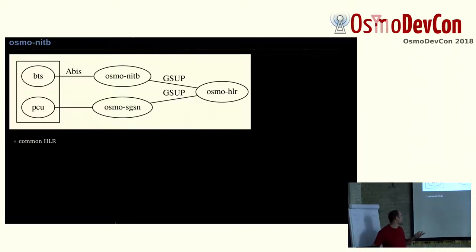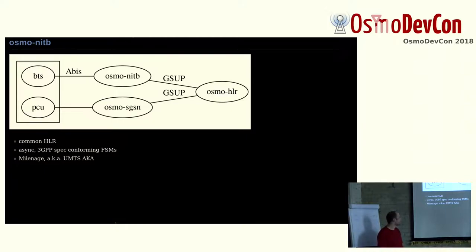So at this stage already, we have three key new features. So we have this common home location register. We have asynchronous communication with the subscriber database. Before, the NITB process would stop, look up subscriber data, and then go on, so we could technically block. And the HLR also brought the support for Milenage authentication tokens, also known as UMTS AKA.